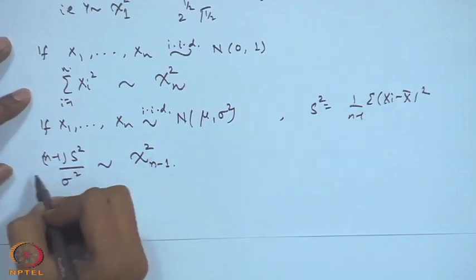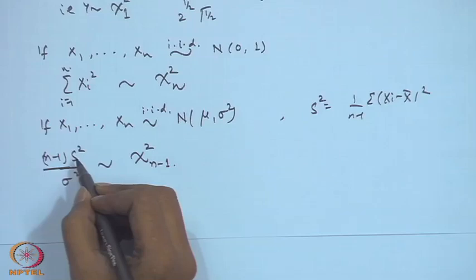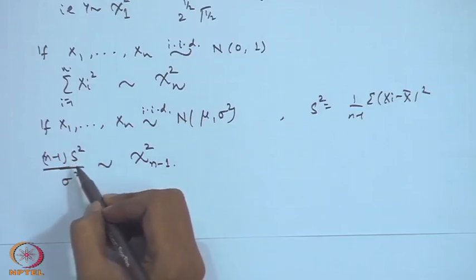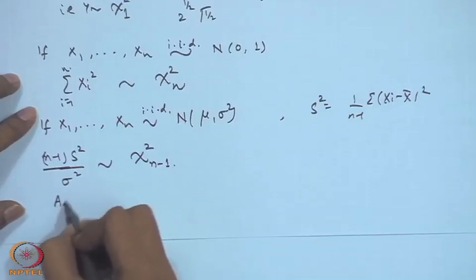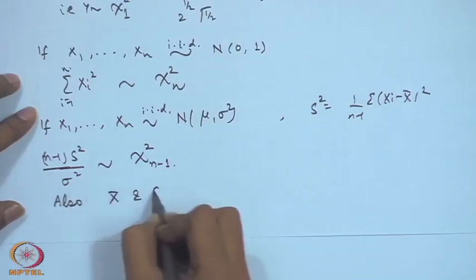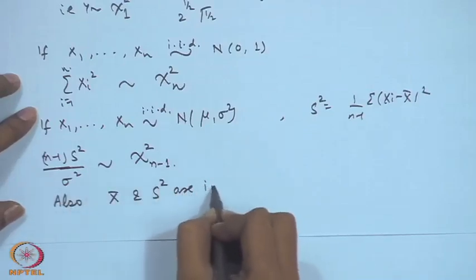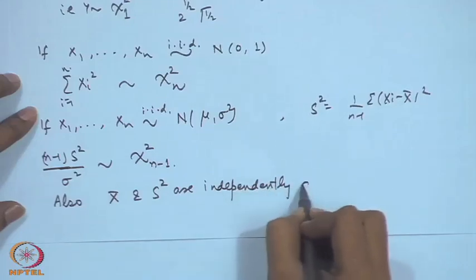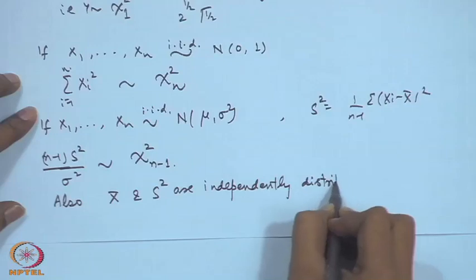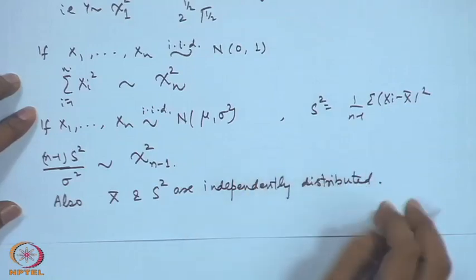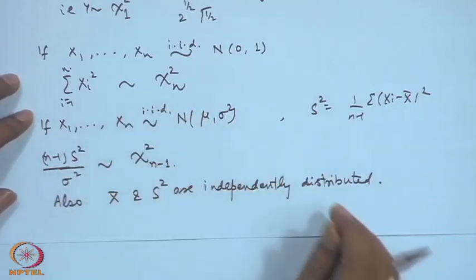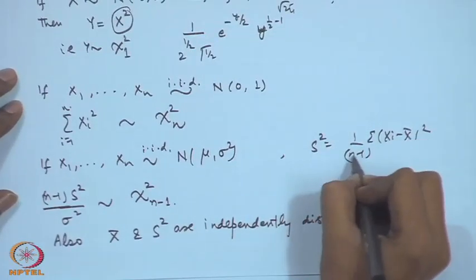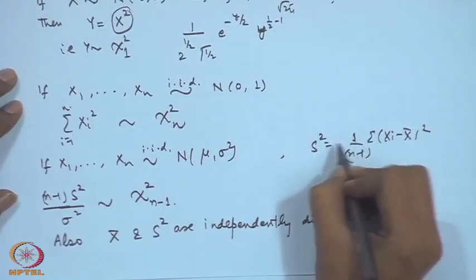So, this shows it as a sampling distribution of the sample variance. Also, x bar and s square are independently distributed. For more details about the derivation of these results, you may look at the NPTEL lectures on probability and statistics, and also you can look at the books which I have mentioned in the references.